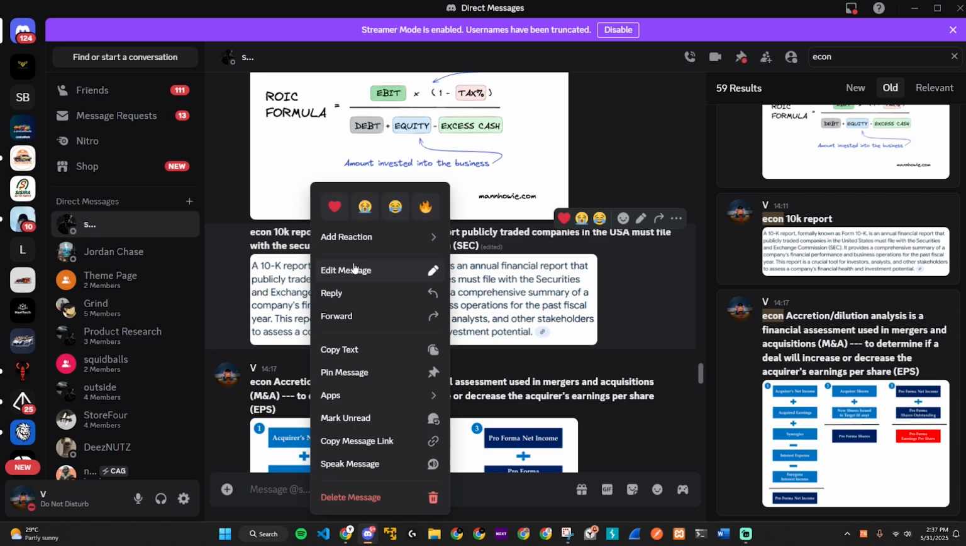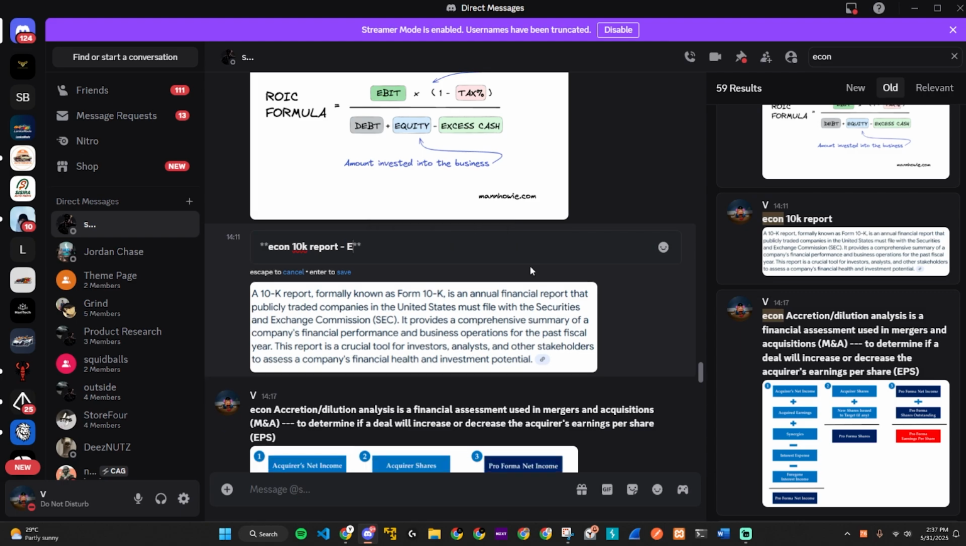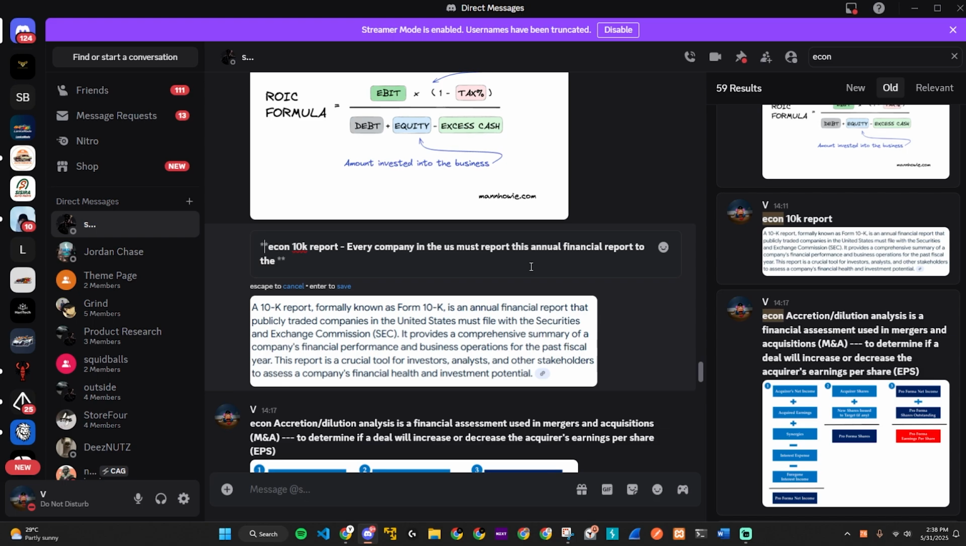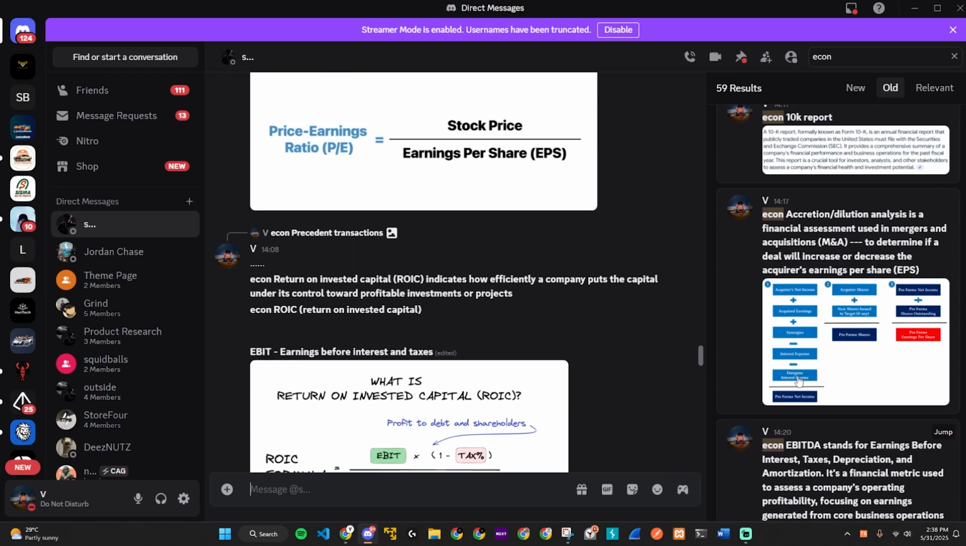So let's make this a little simpler. Every publicly traded company in the USA must report this annual financial report to the Securities and Exchange Commission, and it's called the SEC. And yeah, that's pretty much that.